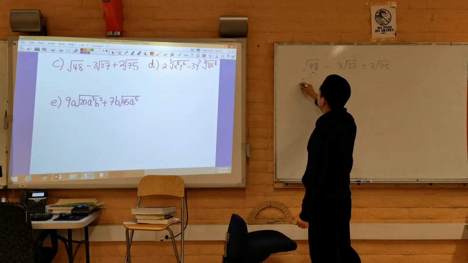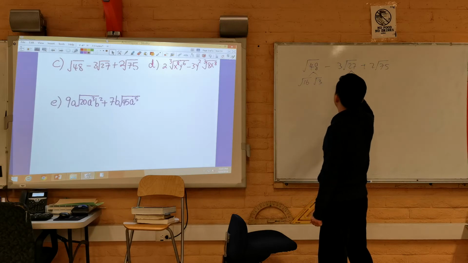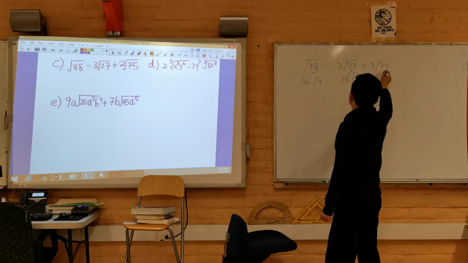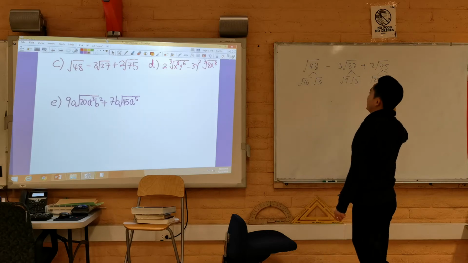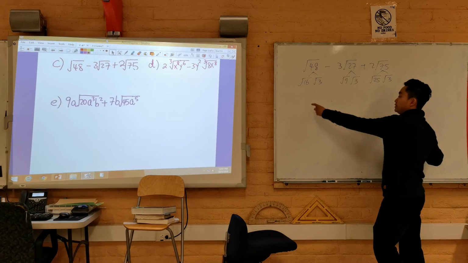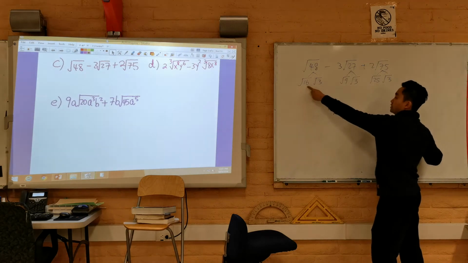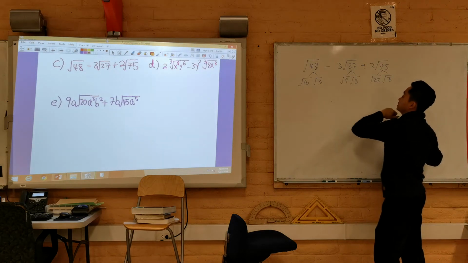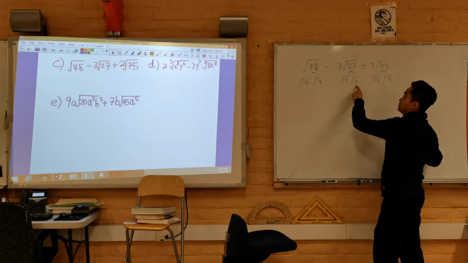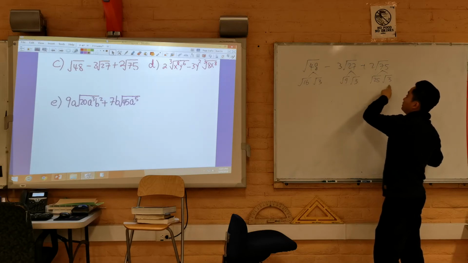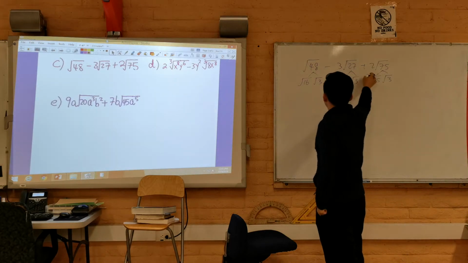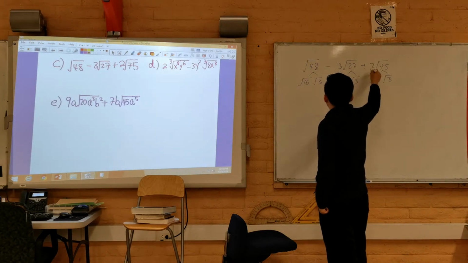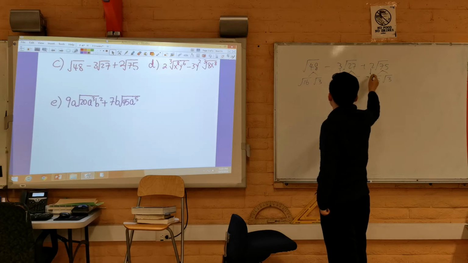48 is written as 16 and 3. 27 is written as 9 and 3. 75 is written as 25 and 3. Again, always keep in mind how to come up with a structure like this: we need a perfect square number and a non-perfect square number. 25 and 3, perfect square number, non-perfect square number. Any coefficient we don't do anything about, so just bring those numbers down.